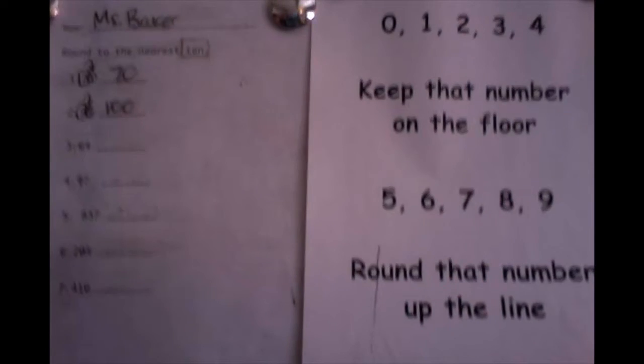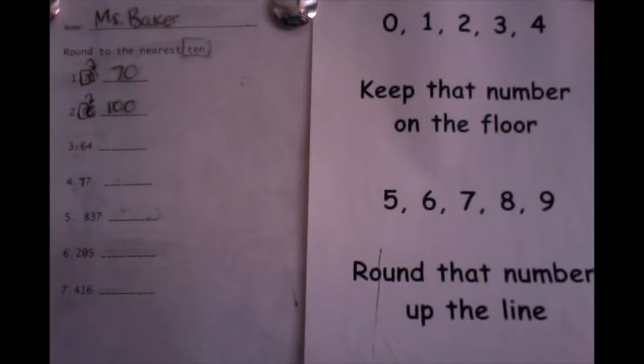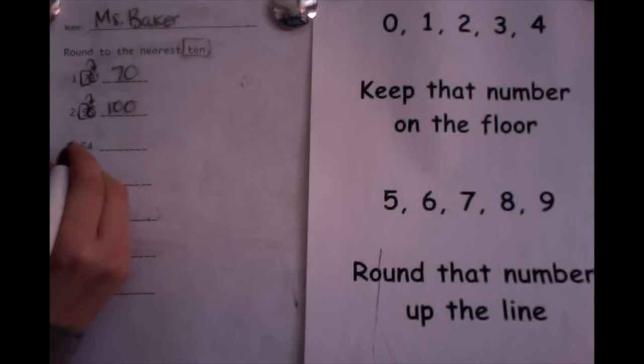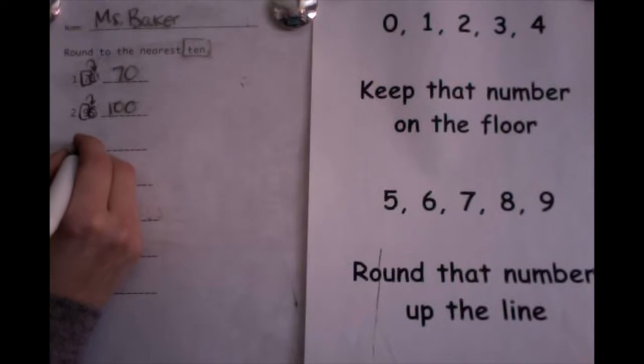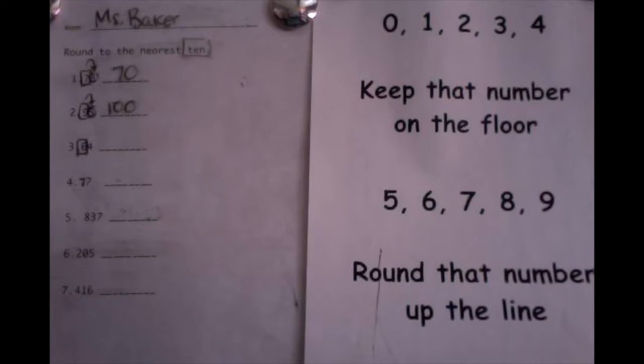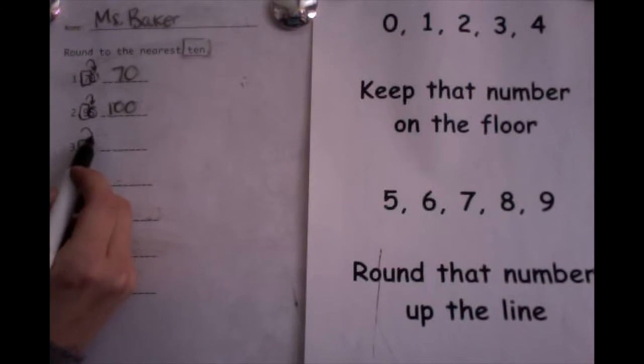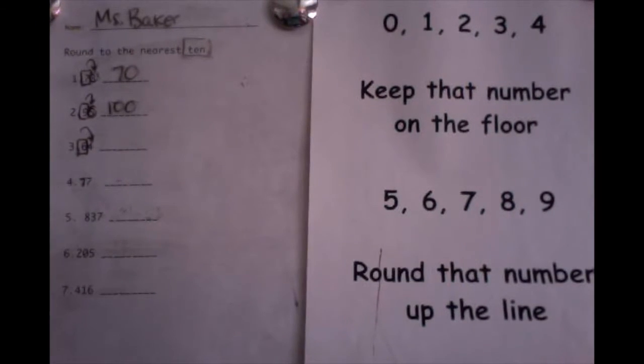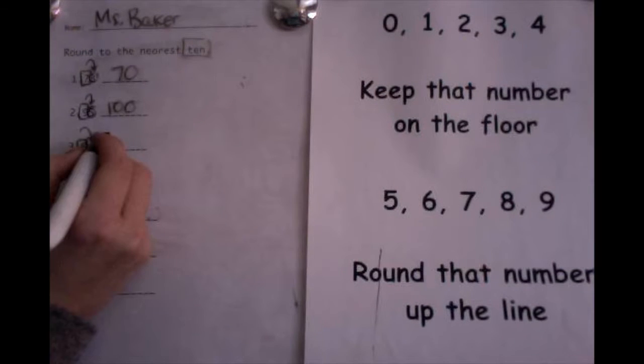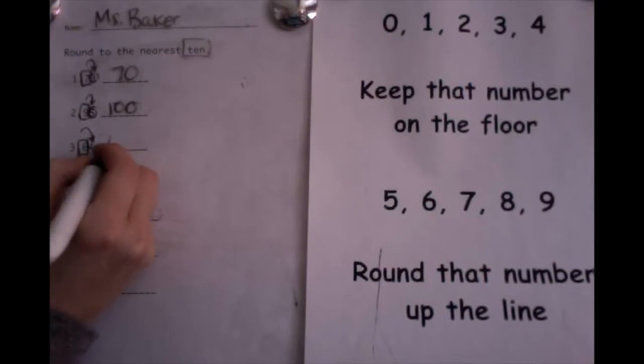Our next number, number 3. Our next number says 64. Remember, we are rounding to the nearest 10, so let's go ahead and put a box around our tens place, and I see that I have a 6 in the tens place. Let's go next door to decide if we are going to keep that number on the floor or round up the number line. The number 4 tells us that we need to keep the tens place on the floor, which means we're going to keep it the same. So the number 6 in the tens place doesn't change. Go ahead and write the number 6.